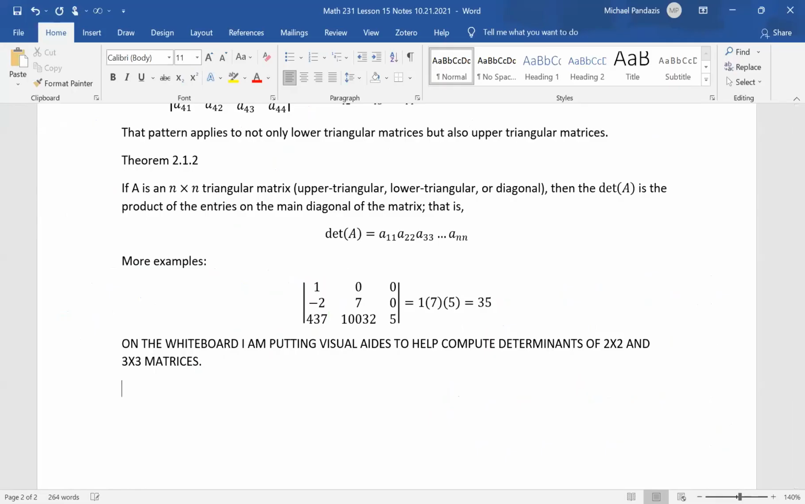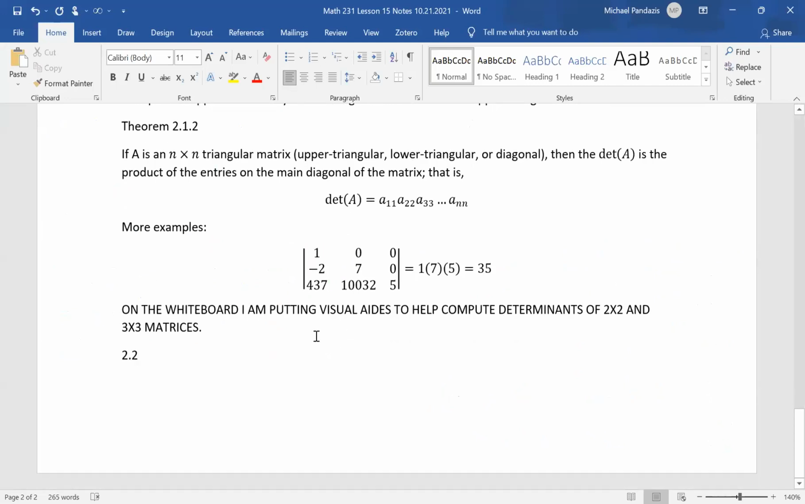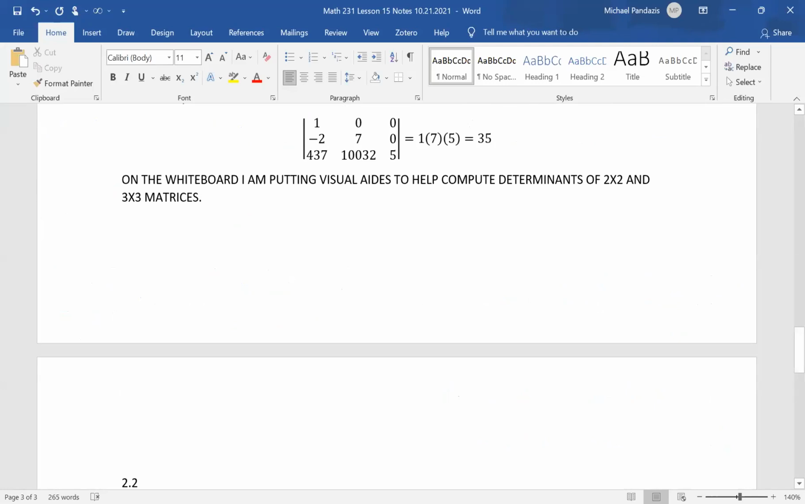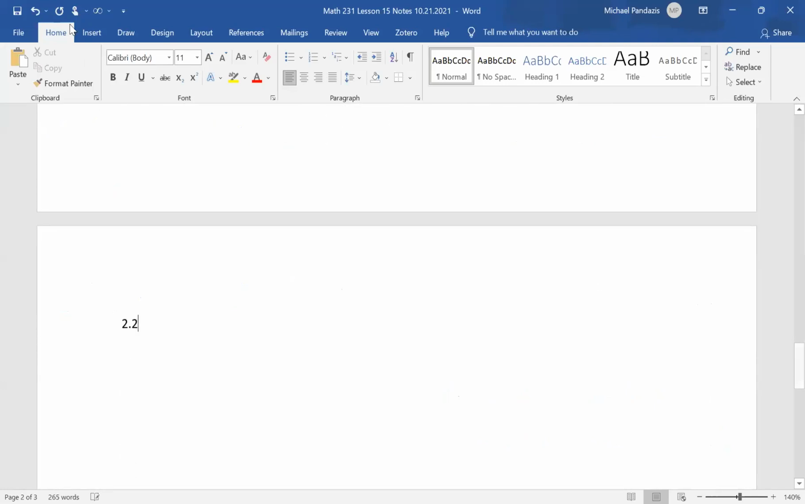So the next section is section 2.2, which we're going to do on the next page. 2.2 is on evaluating determinants by row reduction. Okay, so this is theorem 2.2.1.